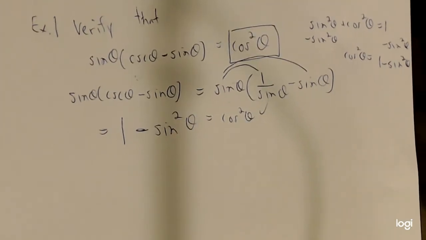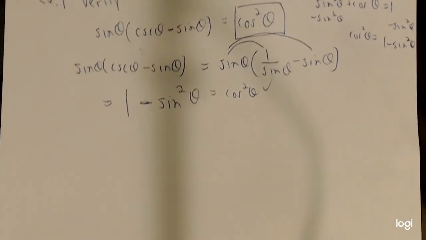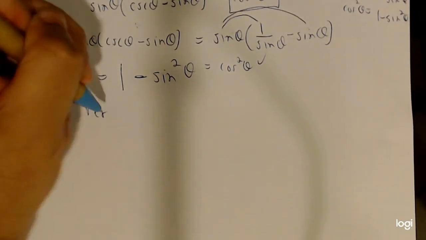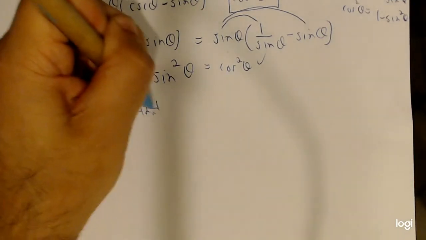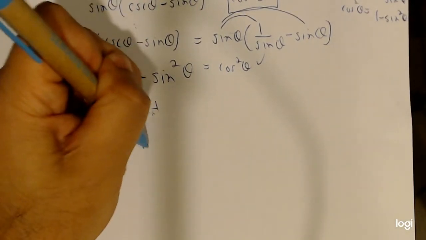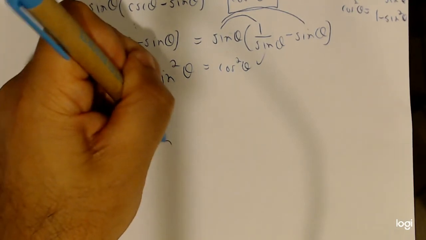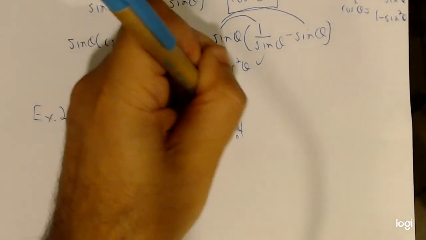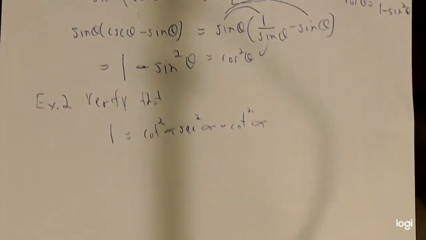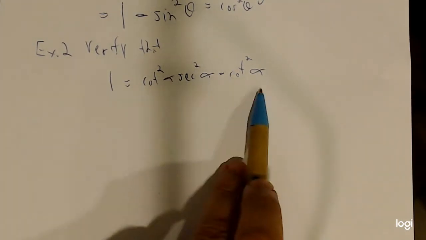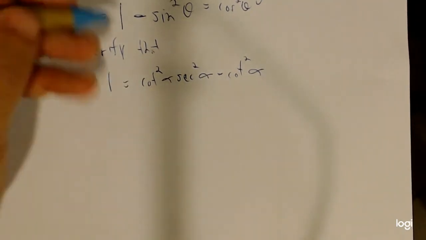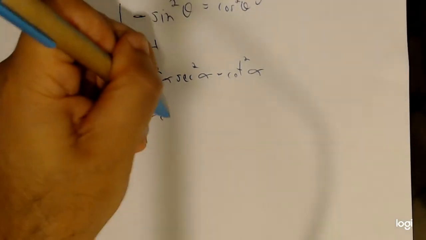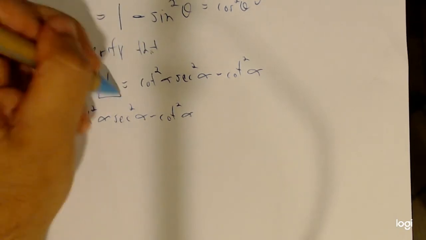So this was one example of how we would work with this. Now let's look at our second example. Verify that 1 equals cotangent squared alpha times secant squared alpha minus cotangent squared alpha. Now obviously, the more complicated side is the right side, so that's the side I'm going to start with. I'm going to write cotangent squared alpha times secant squared alpha minus cotangent squared alpha, and my target is 1.